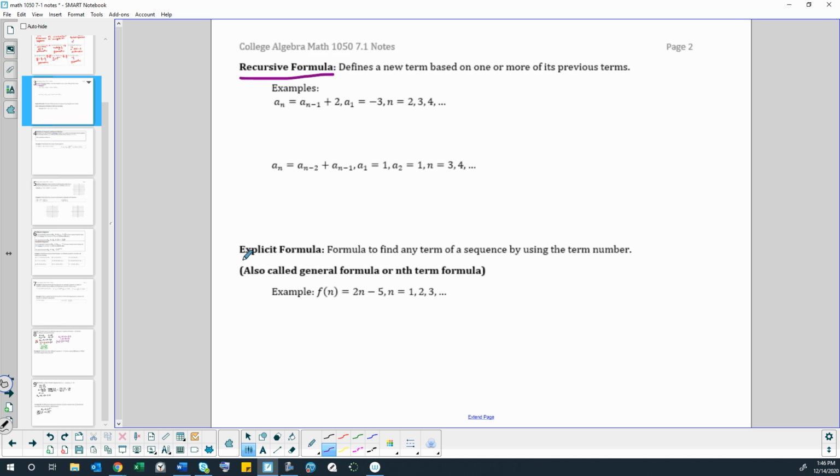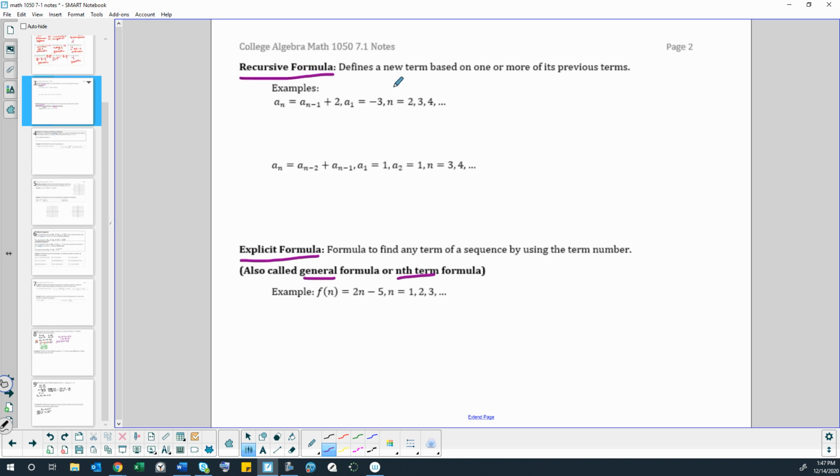We can have what we call a recursive formula, or what's called an explicit or general formula or nth term formula. Okay, so a recursive formula defines a new term based on one or more of its previous terms. Let's look at these examples. So A is going to represent numbers in the sequence. The n in the A variable, so A sub n, represents the term number of that term in the sequence. So A is a term, n is the term number.